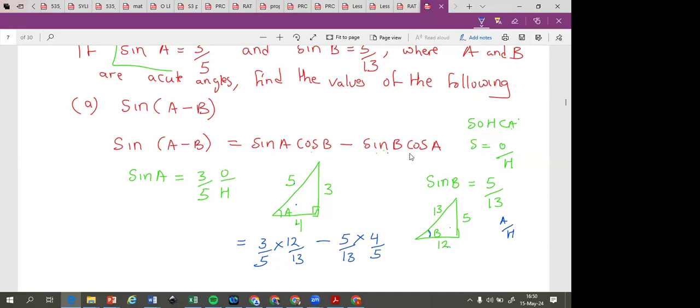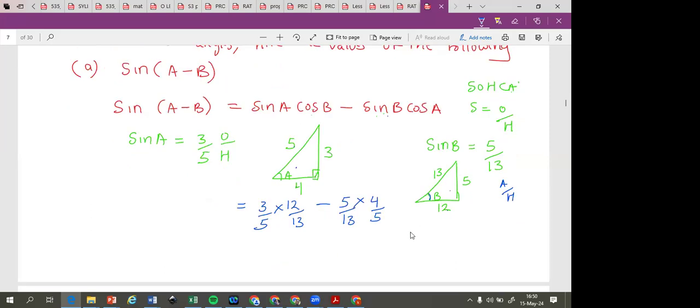Yes, sir. Okay. Now, never rush to cancel out things. Take it slow. So multiply 3 times 12, what do you have? 36. Out of 5 times 13? 65. Good. And then we go to the other side. 5 times 4 is? 20. Out of? 65. Since the denominators are the same, we subtract the numerators.